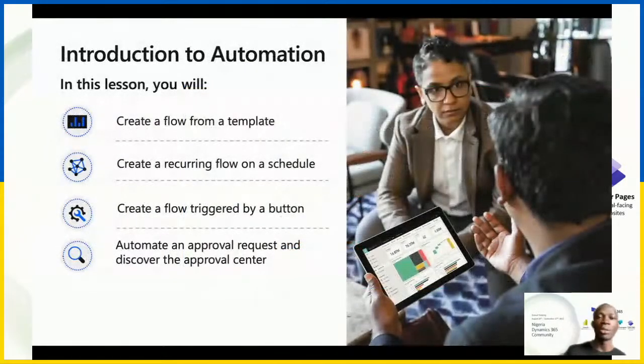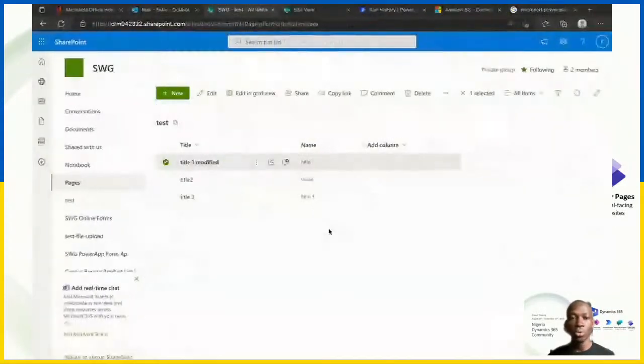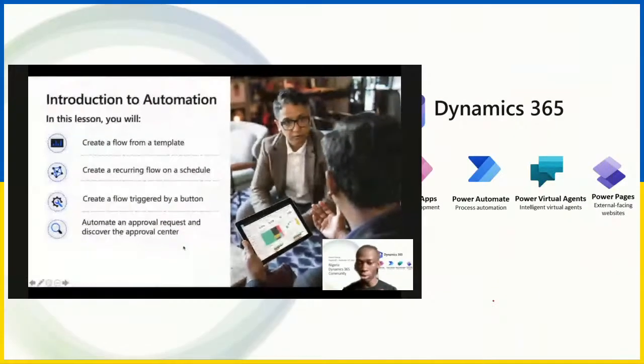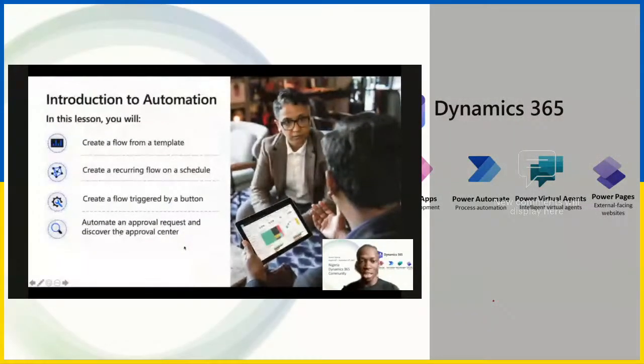You can create a flow from templates, the way I just did now. You can create a recurring flow on a schedule, which I'll show after going through the slides. You can create a flow triggered by a button. You can automate an approval request and discover the approval center.